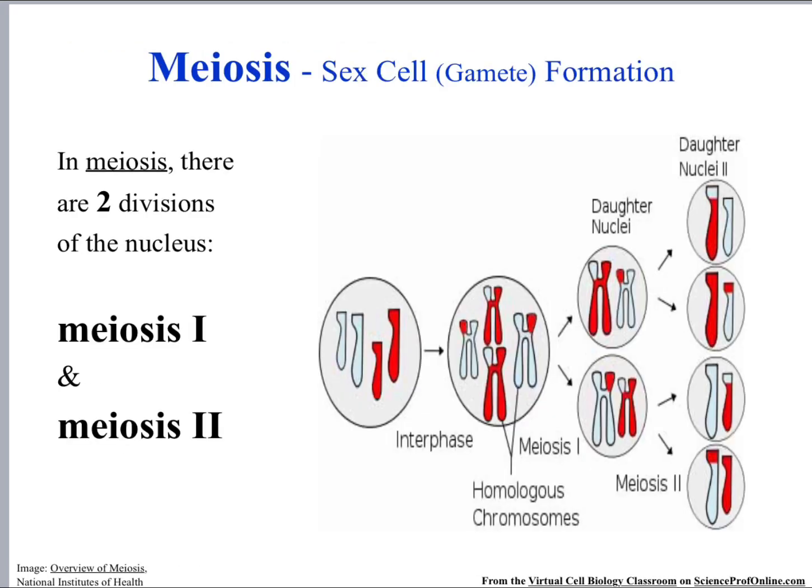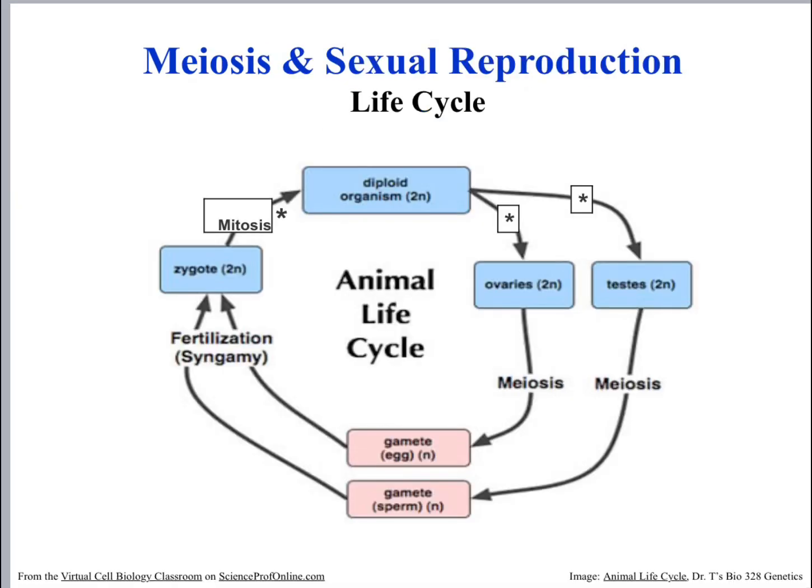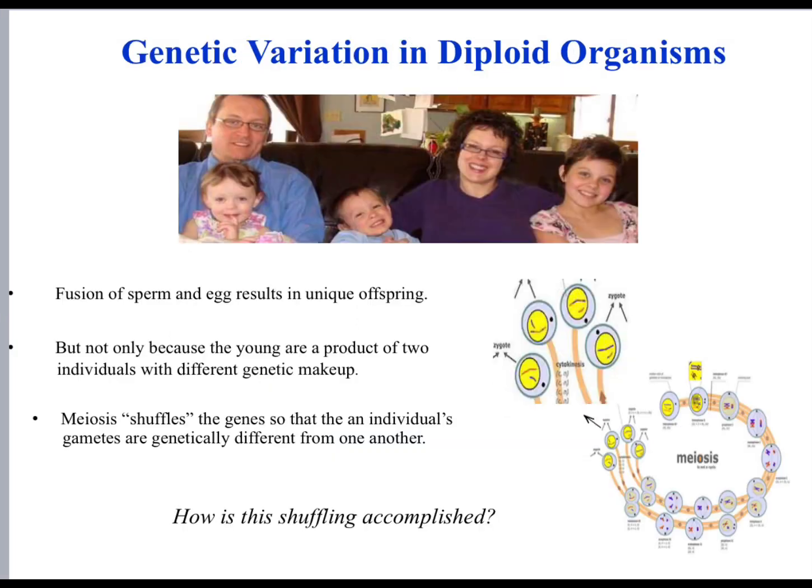Meiosis is sex cell, or gamete, formation. In meiosis, there are two divisions of the nucleus, meiosis 1 and meiosis 2. We have here the meiosis and sexual reproduction life cycle. So the next is genetic variation in diploid organisms. The fusion of sperm and egg results in unique offspring, not only because the young are the product of two individuals with different genetic makeup.